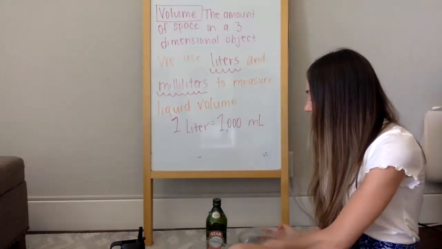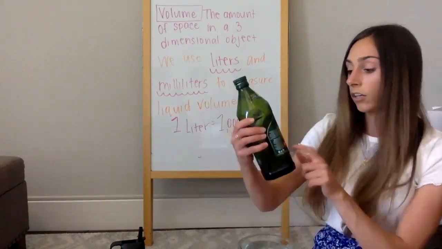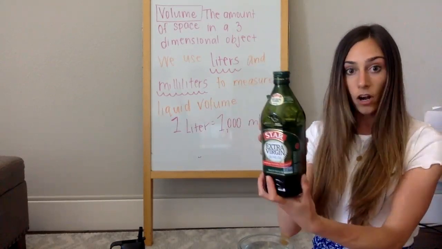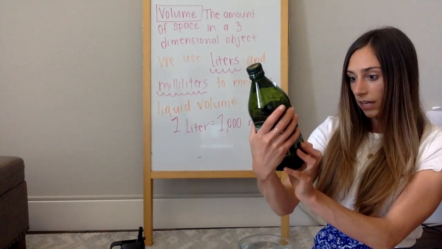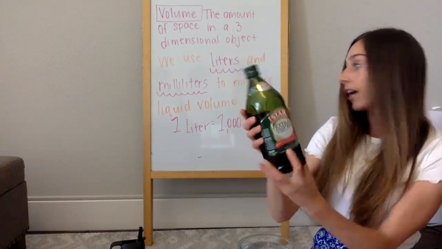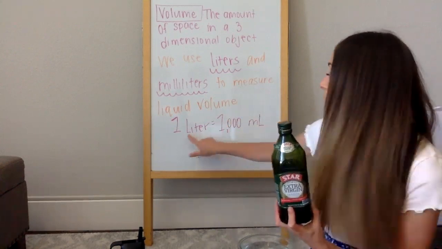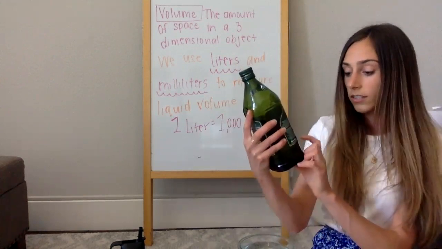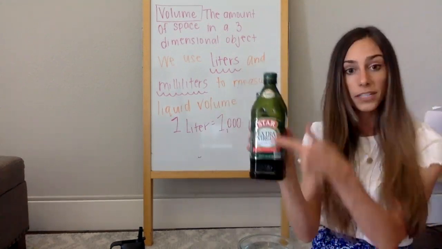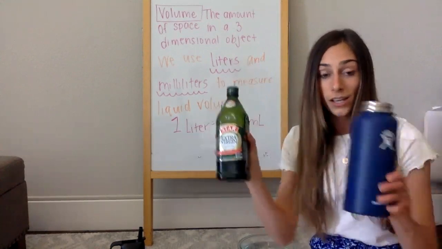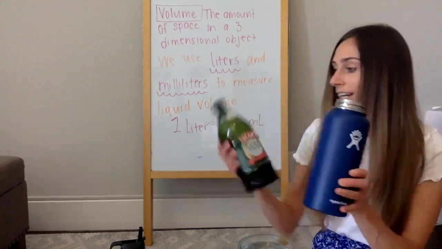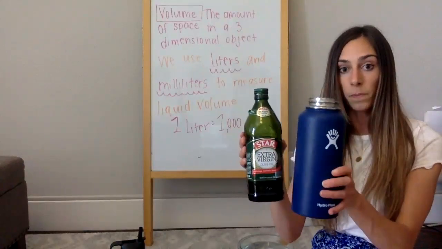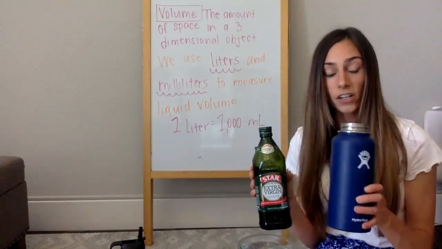Now I was looking for some other things around the house, and I found this bottle of olive oil, okay? And this is probably about the size that mom and dad have at home. And it's a little bit less than 1 liter. It's 750 milliliters. Well, we know that 1 liter is equal to 1,000 milliliters, and this is 750 milliliters. So it's a little bit short of 1 liter, but it's pretty close, okay? So if I poured all this olive oil in my 1 liter water bottle, it would almost fill up my entire liter water bottle.